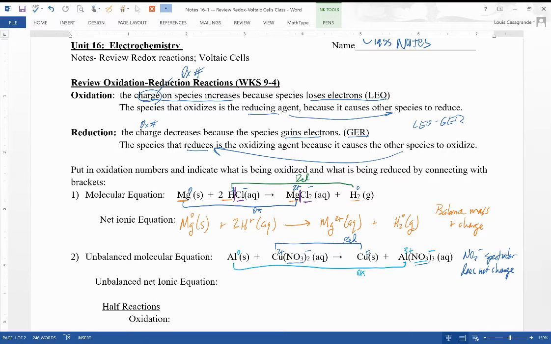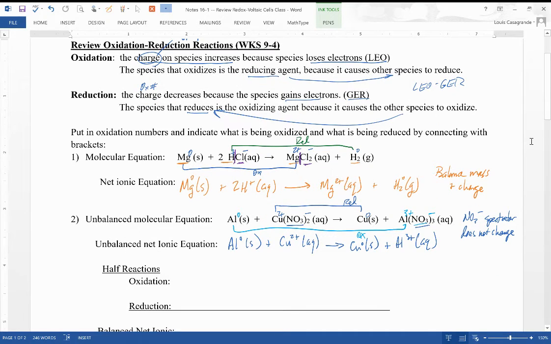So when we bring down our remaining species, we're going to have aluminum plus Cu2+, that's aqueous, is going to form copper 0 as the solid, and aluminum 3+, and that's aqueous. So this is really the reaction that's going on. One is being oxidized by the other, and the other is being reduced by the first one.